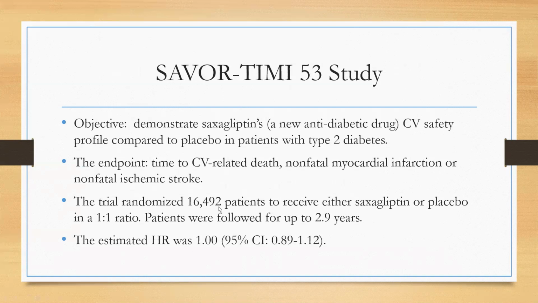You can see we have like 16,000 patients with 1-to-1 randomization ratio, and the patients were followed for up to 3 years. So considering the enrollment time, this is a pretty big trial. And the estimated hazard ratio is 1, which is good news for the company. And the confidence interval of the hazard ratio is 0.9 to 1.12. So it's a pretty narrow confidence interval centered at 1.